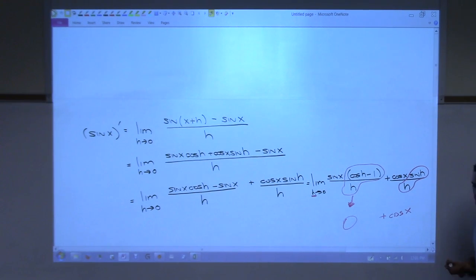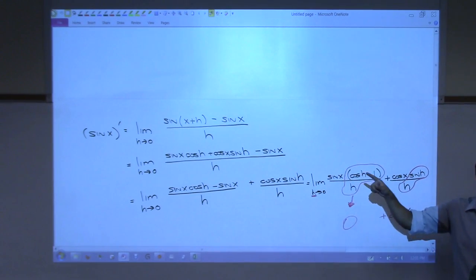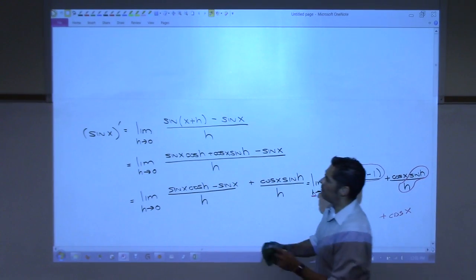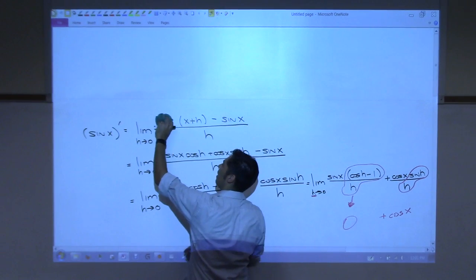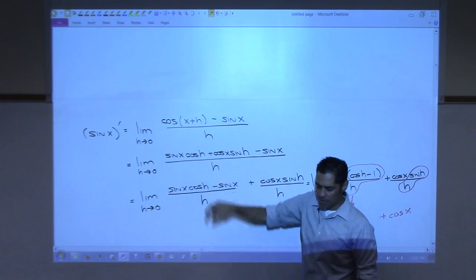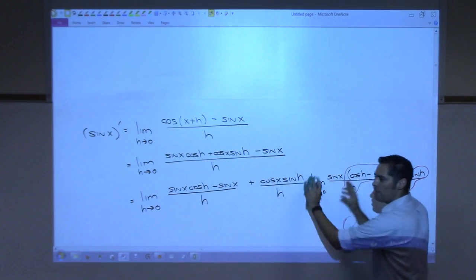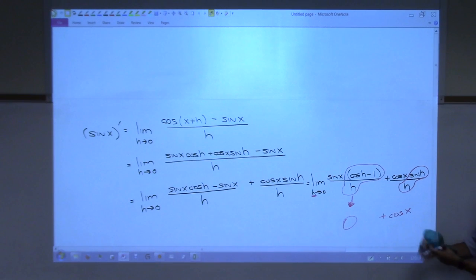So derivative of sine is cosine. If you were to do the derivative of cosine instead, the only difference would be, this would be cosine x, but then your formula changes, because there's a different formula for cosine in here. And somehow you would do the same sort of thing, and at the end you would get negative sine x out. I won't do that, but.